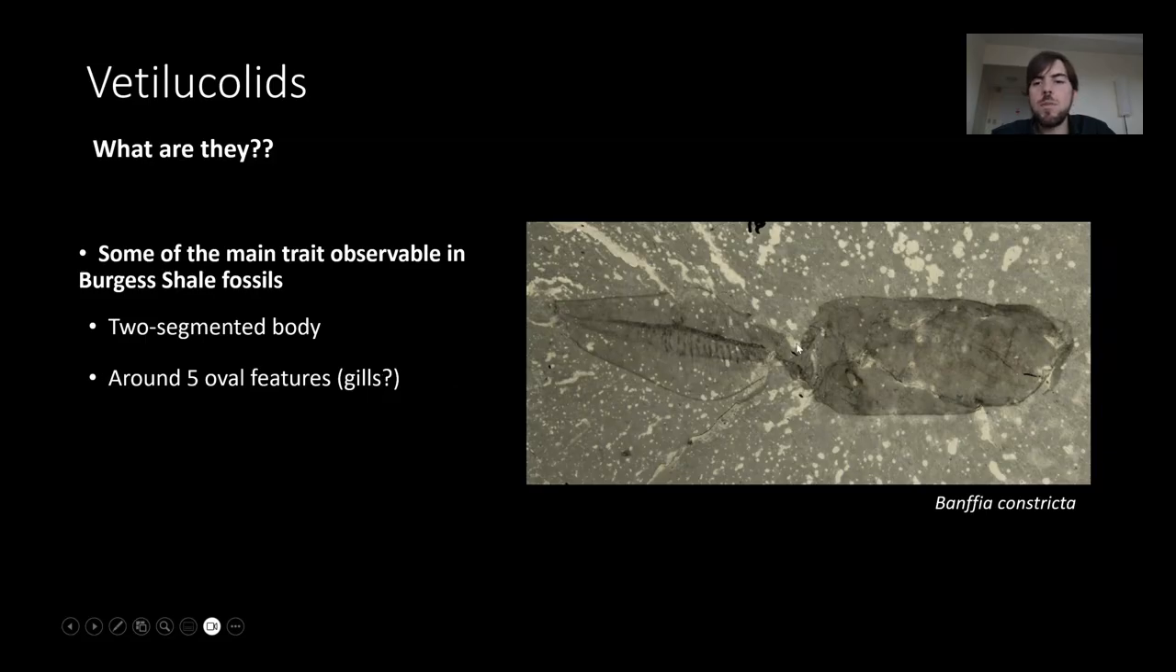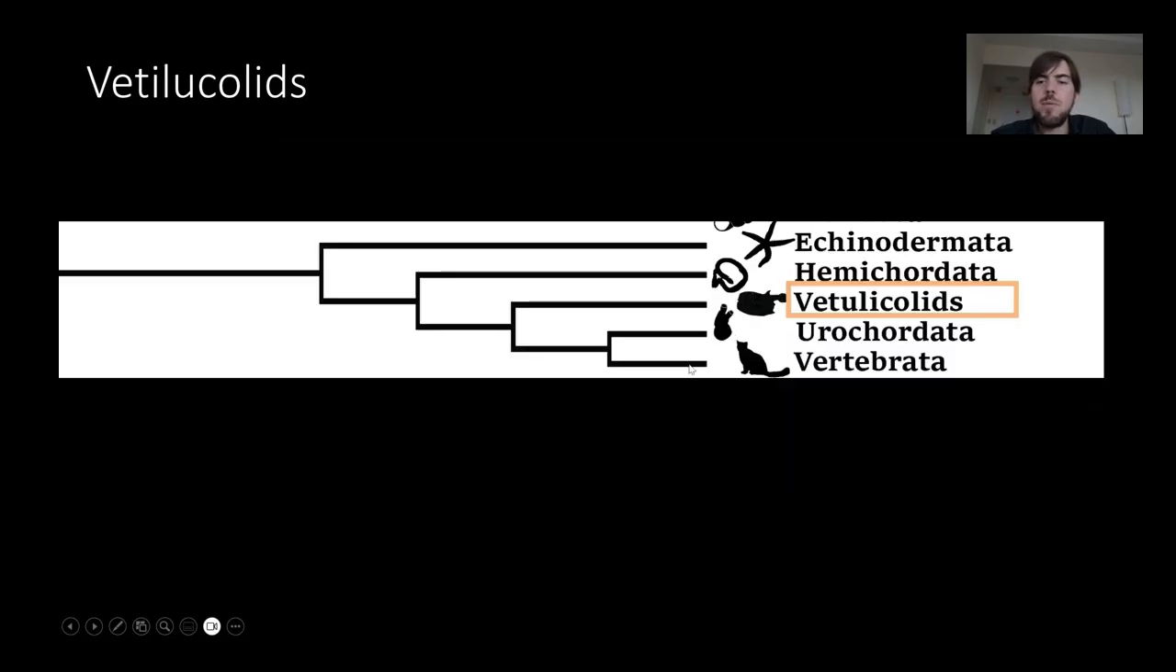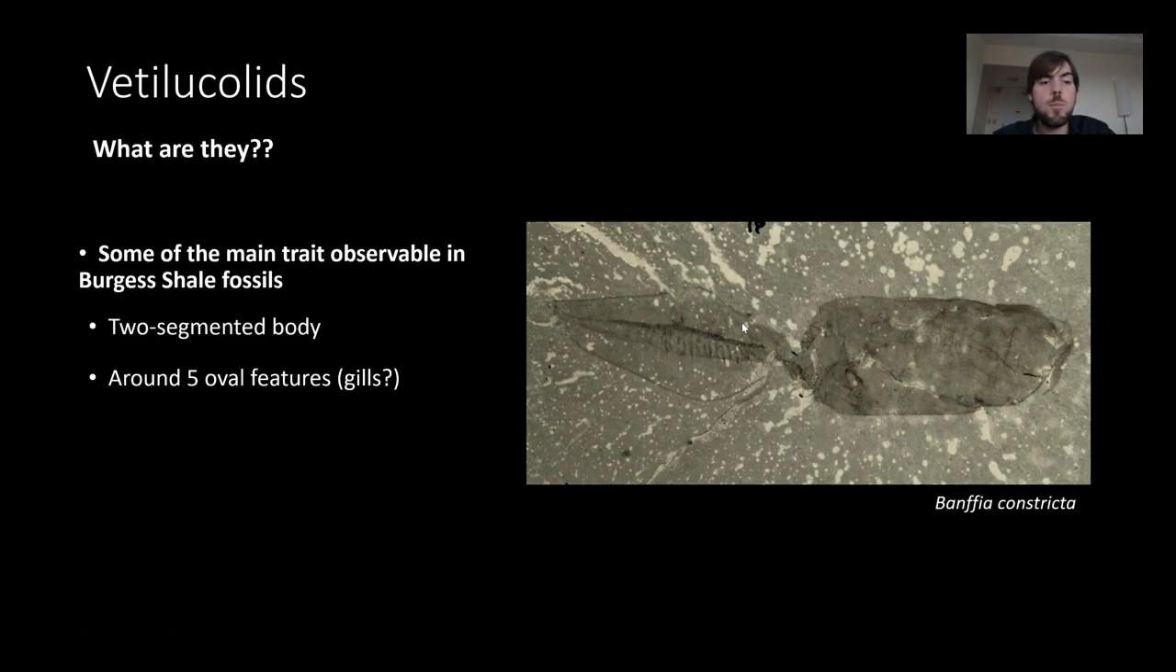as gills. So that's why we think they are probably very related to hemichordates and chordates, because all of these groups have gills. They have these slits in their throat that they use to breathe and also capture particles. So vetulicolids have these gills, have a two-segmented body, but they are still very strange. We only have one vetulicolid at the Burgess Shale, which is Banffia.